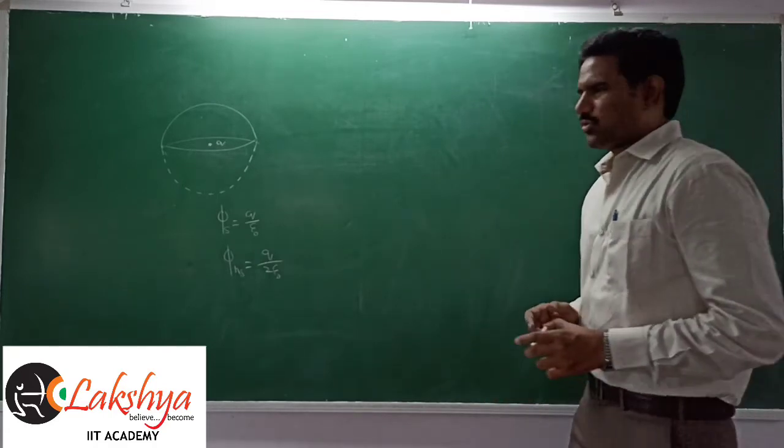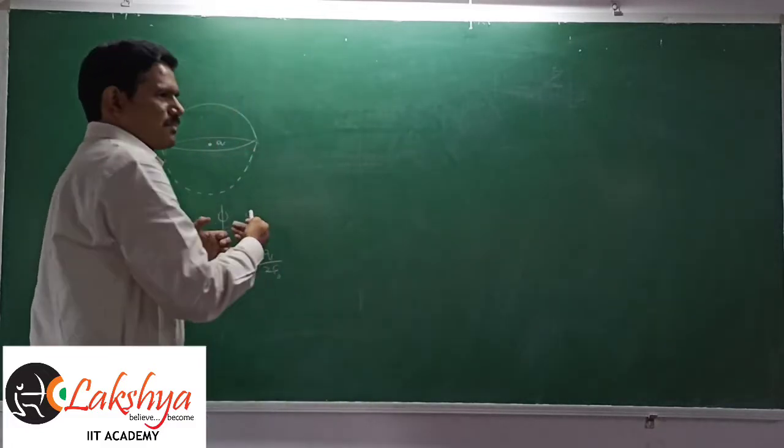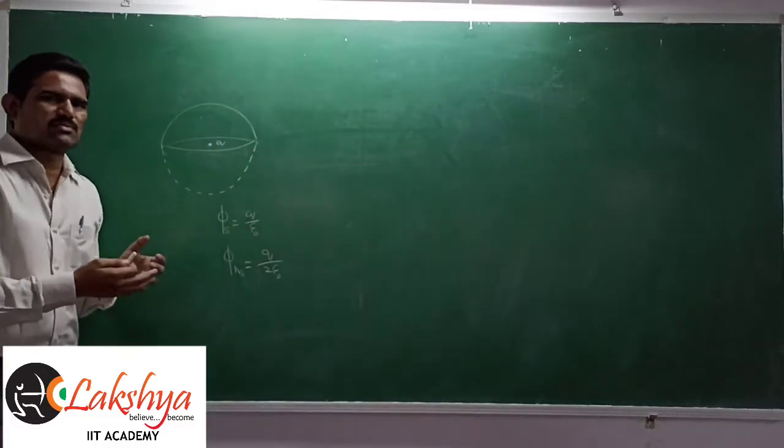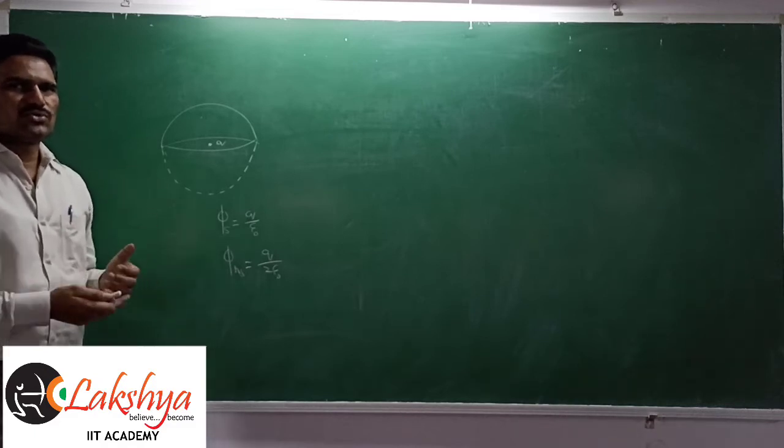So let us see this. That means we are constructing a complete diagram here. When only a part of a diagram is given to us, we need to imagine a complete diagram. From that you can do the flux calculations easily.